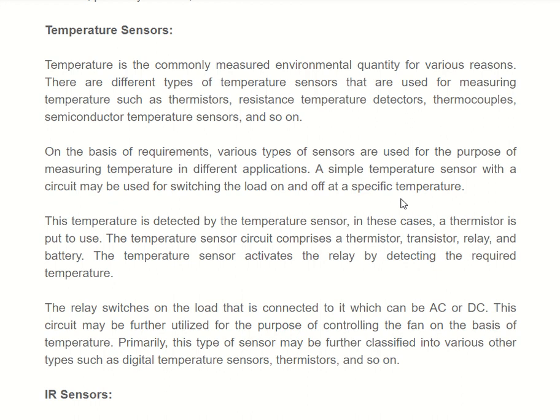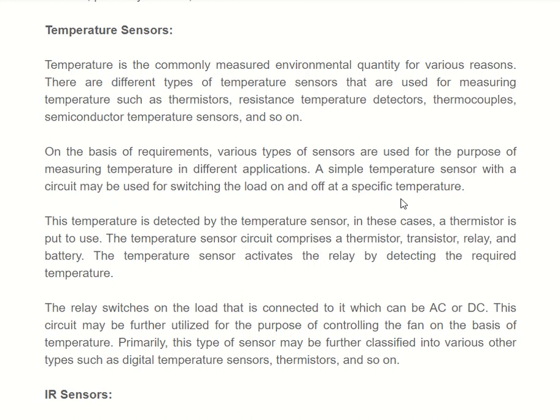So on the basis of requirement, different types of sensors are used for the purpose of measuring temperature in different applications. And I'm putting more emphasis on the term different applications, because it is the most important part. Your application determines what type of sensors you require. So a simple temperature sensor with a circuit may be used for switching the load on and off at a specific temperature. And the temperature normally is detected by temperature sensors, and in this particular case the thermistor is more suitable.